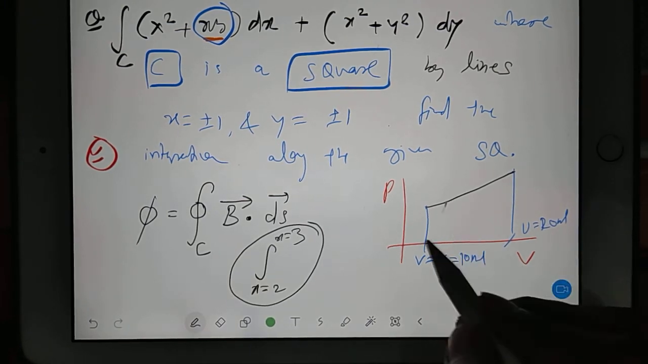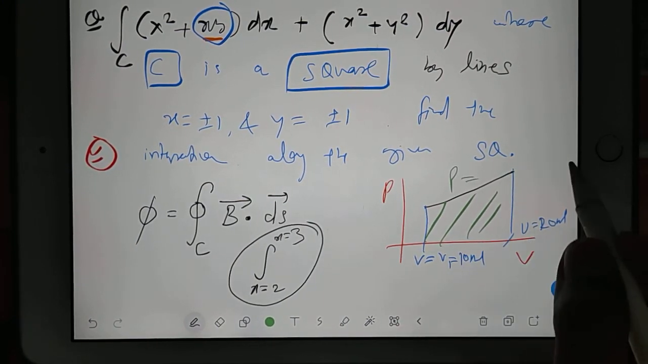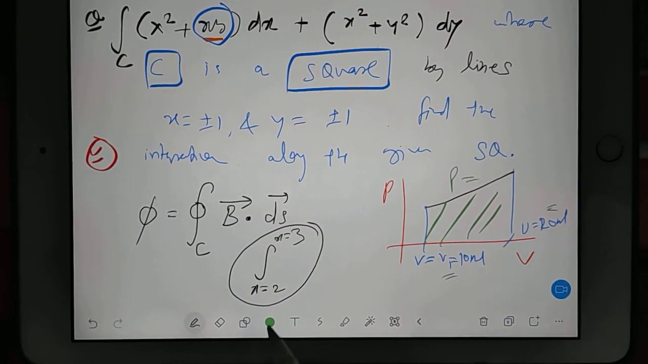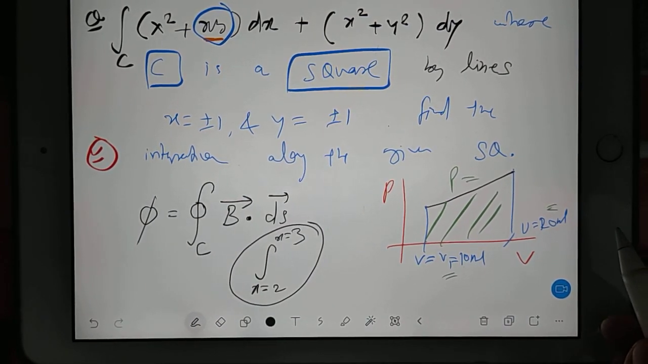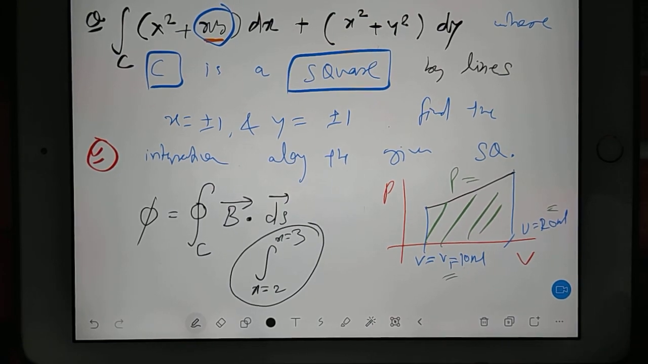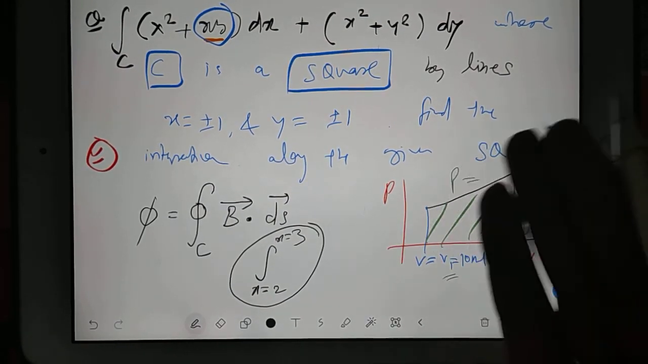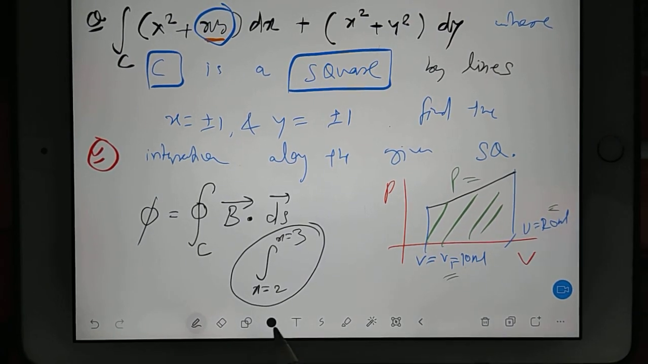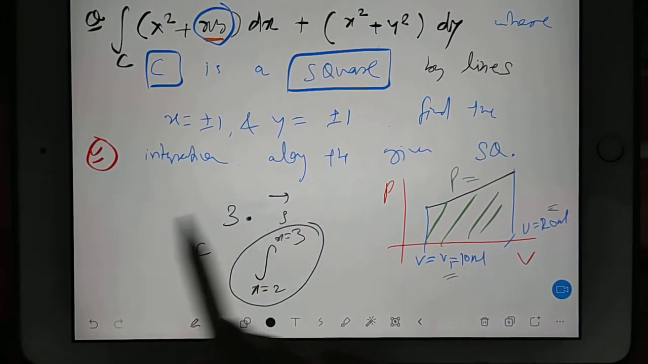So the work done for the constant pressure line, from volume V1 to volume V2, is not a closed curve equation. There is no concept of a closed curve here. You should feel the difference in what we are doing. Now we are working on a closed curve.